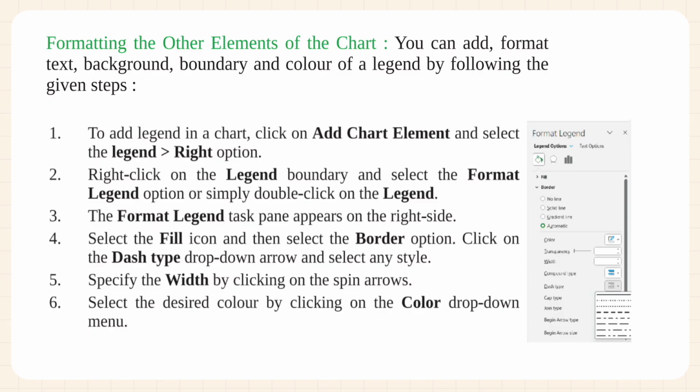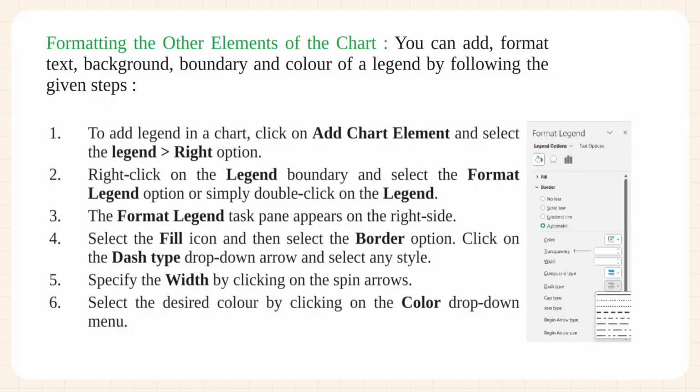Formatting the other elements of the chart, you can add, format text, background, boundary and color of a legend by following the given steps. 1. To add legend in a chart, click on Add Chart Element and select the Legend Right option. 2. Right-click on the legend boundary and select the Format Legend option or simply double-click on the legend.